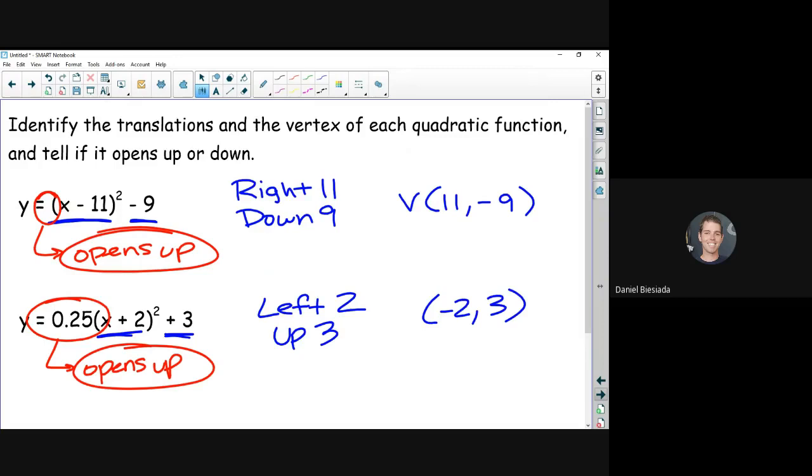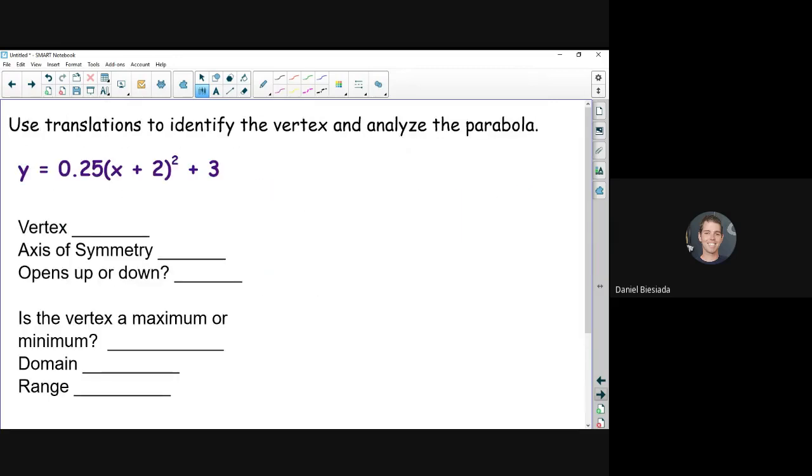Now, for the analysis itself, we've basically done everything we need to finish this problem out, and we're going to start by looking at our last example, which is y equals 0.25 times x plus 2 squared plus 3. Now, if we've done these translations, we've already recognized that the vertex is -2, 3. We've already found out that this parabola opens up. And we should know from our last video, the axis of symmetry is always x equals, and we just take the x value from the vertex. One of the other things we know for free is that the domain here will be all real numbers.